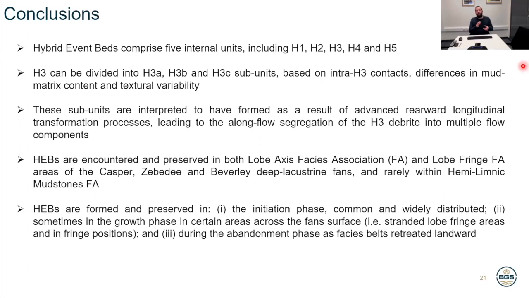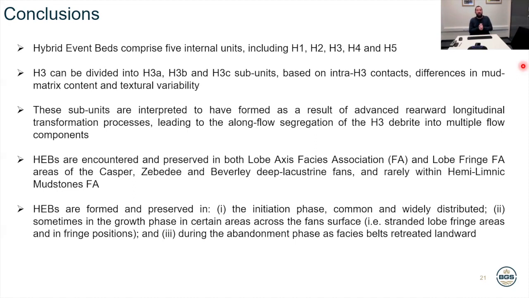HEBs are encountered and preserved in the lobe axis and lobe fringe areas of the 3 fans that we looked at today, but only rarely seen in relation to the hemilimnic mudstones. But that's because those hemilimnic mudstones are from the inter areas between those fan units. So more could be found in distal lobe fringe areas or frontal areas in the very distal extremities of the system, but we need more core data to prove that.